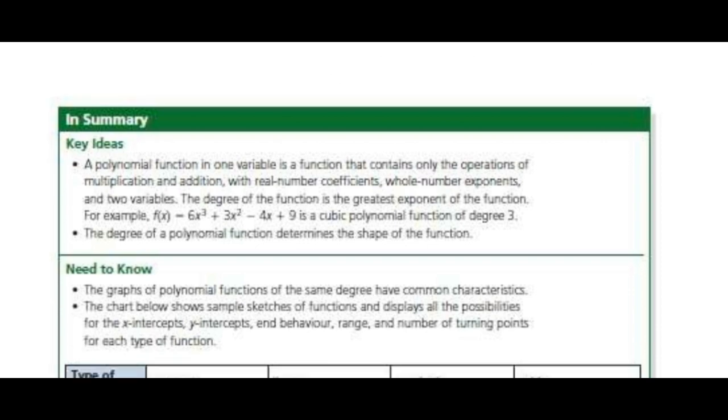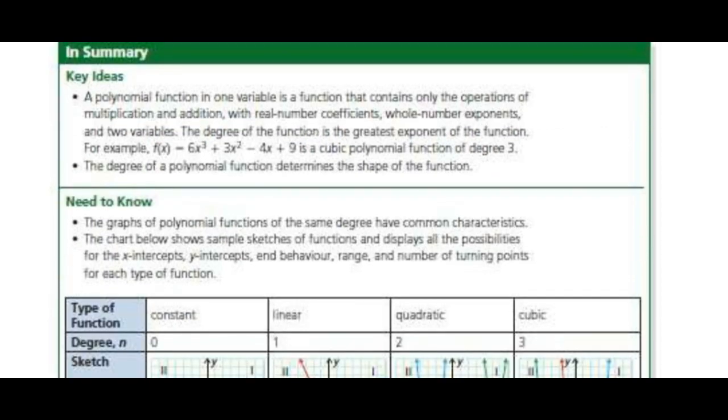And then everything ends with this summary, right? Key ideas. Okay, so key ideas, those are important, right? What do you need to know? Well, a polynomial function in one variable is a function that contains only multiplication and addition with real number coefficients and whole number exponents, right? You got a 3, 2, you can't have a half. You can't have a negative exponent. Two variables, like y equals or f of x equals. The degree is the greatest exponent, so if you got a degree 3, it's a cubic.